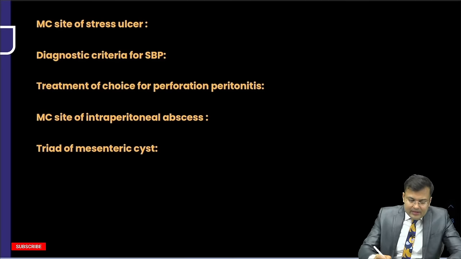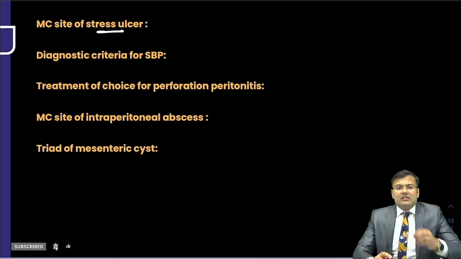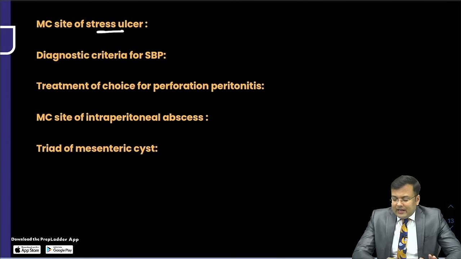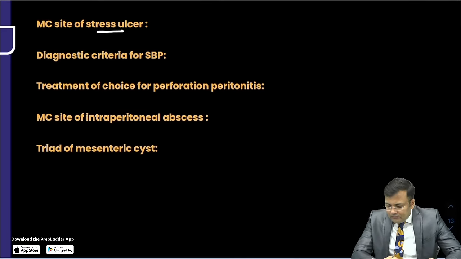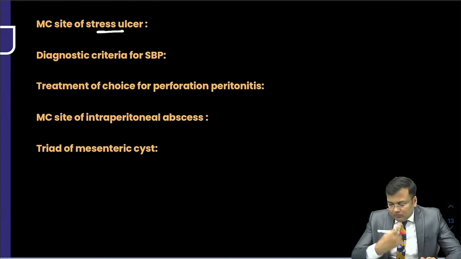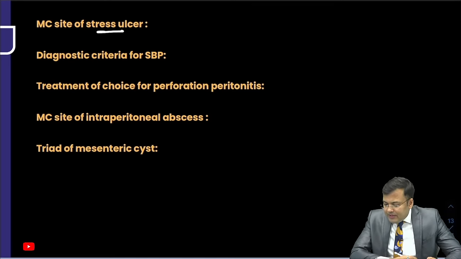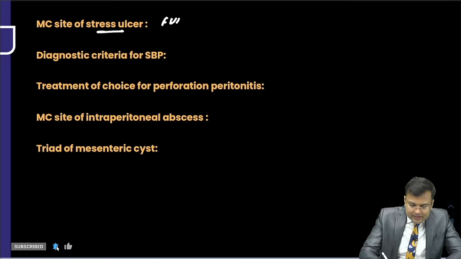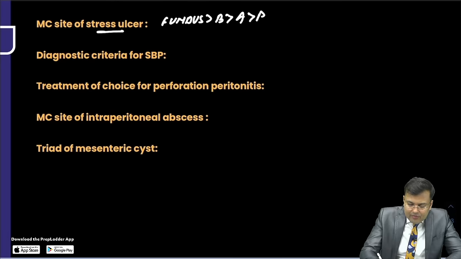Very good. Next, what is the most common site of stress ulcer or stress gastritis? Obviously, it is in stomach. Which part of stomach? Fundus. Very good. Most common site is fundus, followed by body, followed by antrum, followed by pylorus. So it is stomach followed by duodenum.